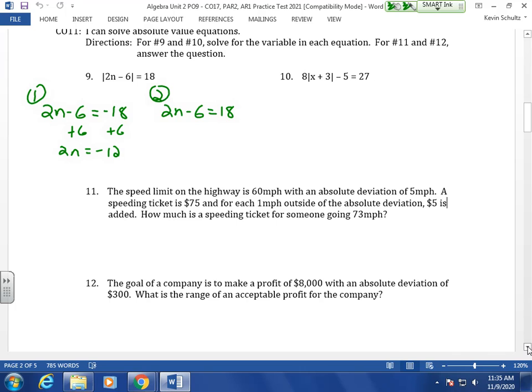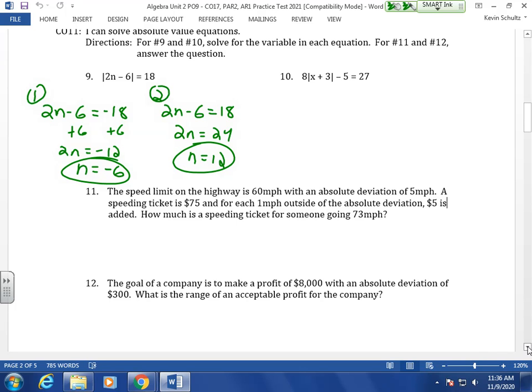2n equals negative 12 divided by 2. We get n equals negative 6. Add 6 to both sides here as well. 2n equals 24, divided by 2, and n equals 12. So I'm not quite sure how you got 11. Did you have this equation written? 2n minus 6 equals 18?